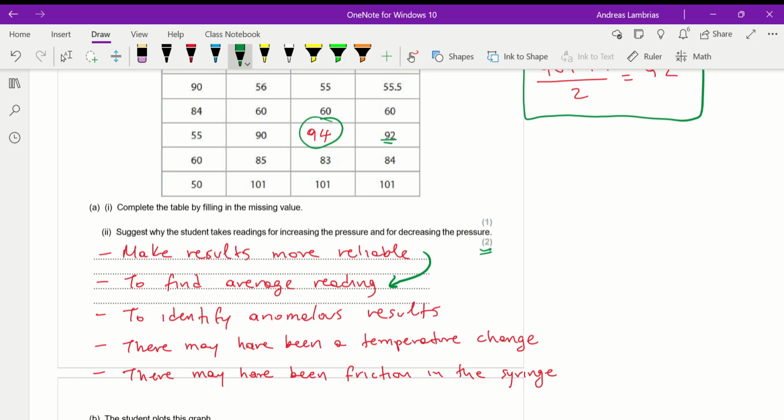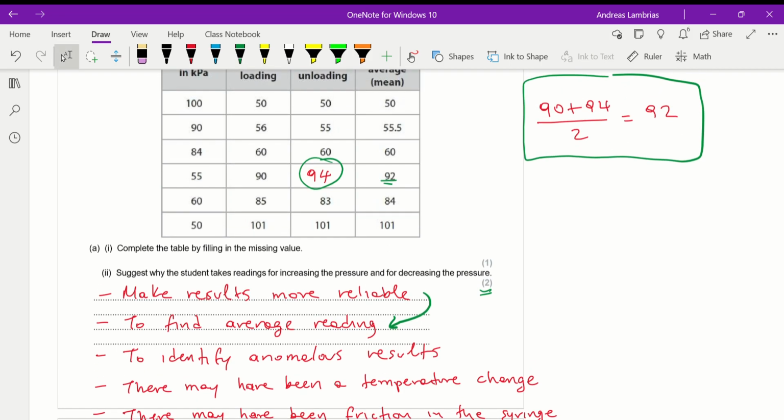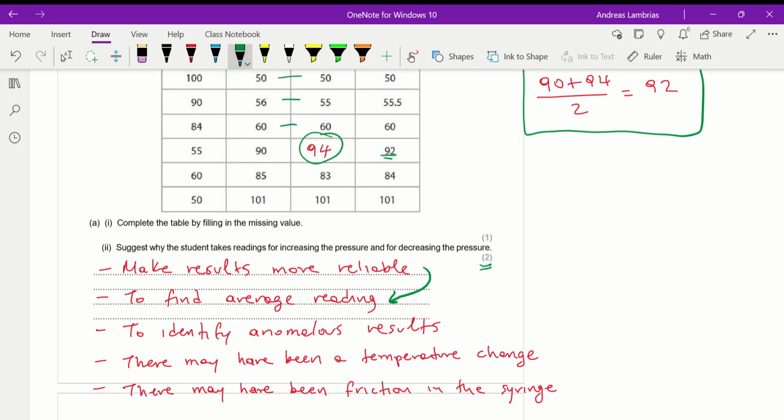If we have more than 1 set of data, we can identify any anomalous results, meaning results that don't fit the pattern. As you can see in this table, both of the results every time are similar to each other. But if, for example, you had something which was 135, you can see that it doesn't really fit the pattern, so we can consider this an anomalous result. But in this case, we don't have any anomalous results. The anomalous results are, of course, related to reliability as well.